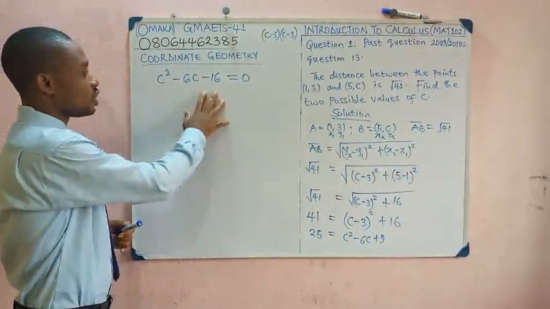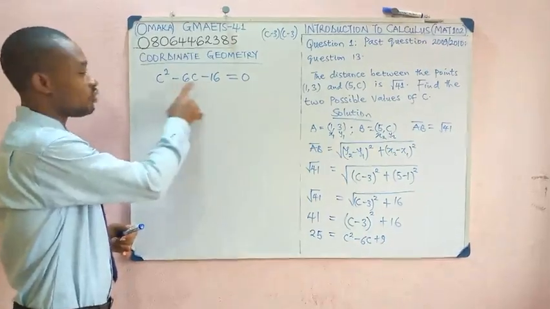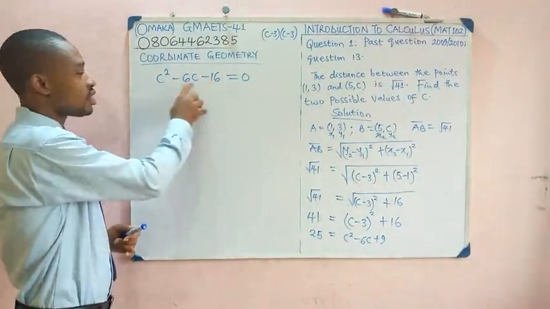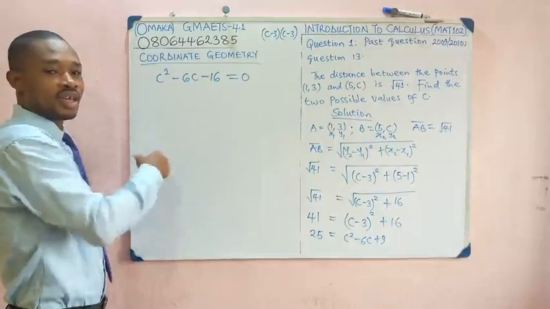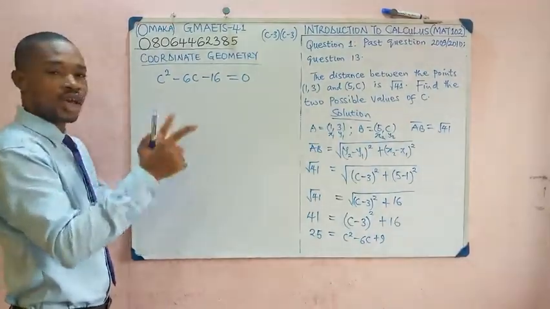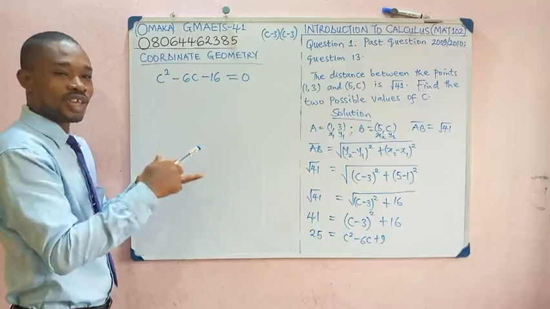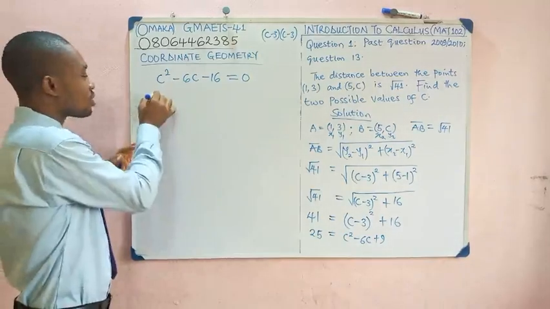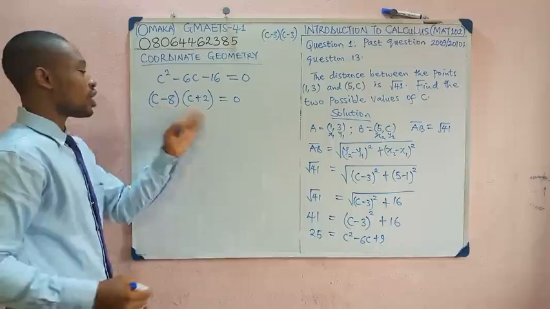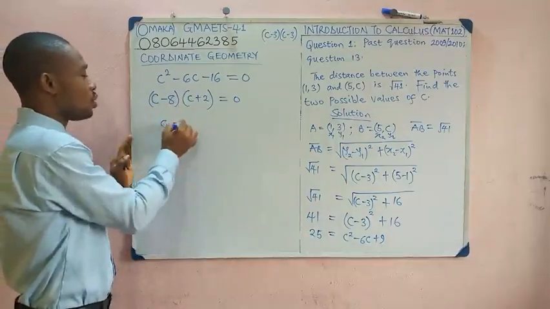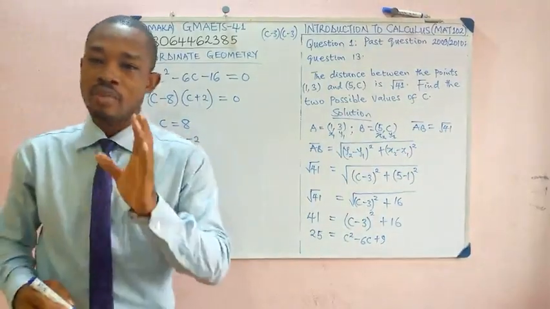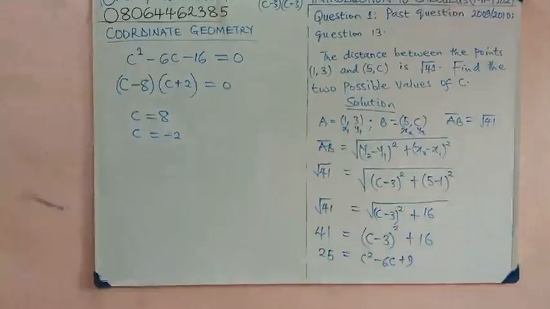To solve this quadratic equation, we look for 2 factors of minus 16 which, if you add, you get minus 6. You agree with me that the factors are going to be 8 and 2. So you check how to arrange the 8 and 2. The 8 will carry negative, and the 2 will carry positive, so once you add them, you get minus 6. So the factors are (c minus 8) and (c plus 2) equal to 0. From here, if you equate it to 0, c will be equal to 8. From here, c will be equal to minus 2. So the 2 possible values of c for this problem are minus 2 and 8.